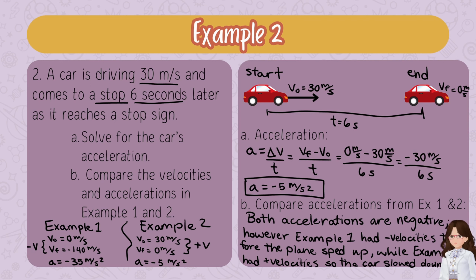The way that you determine if it's speeding up or slowing down is you look at the motion of the object. In example 1, the object was moving in the negative direction, so it became more negative, and that is speeding up. In comparison, example 2 was moving in a positive direction with a negative acceleration, which caused it to slow down. So be careful. It's not the sign of acceleration on its own that determines if an object is speeding up or slowing down. It's a combination of which way the object is originally moving and which way the acceleration is taking place.